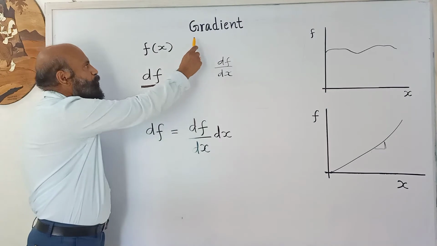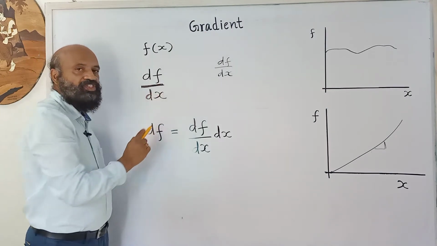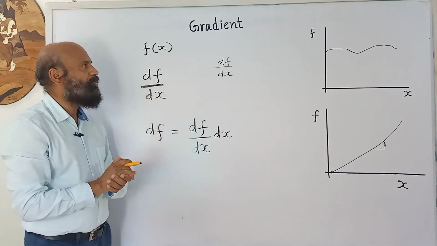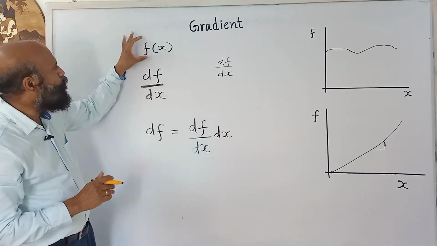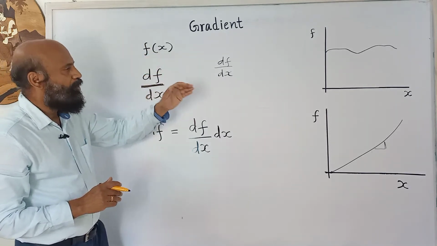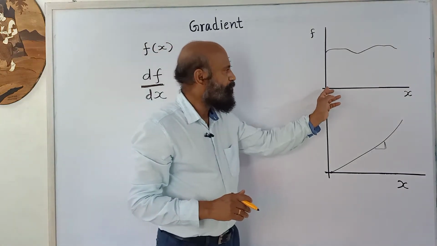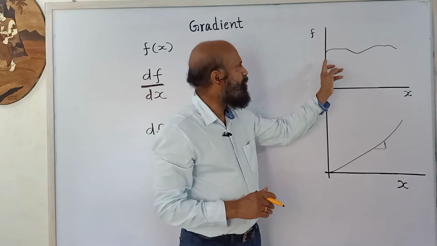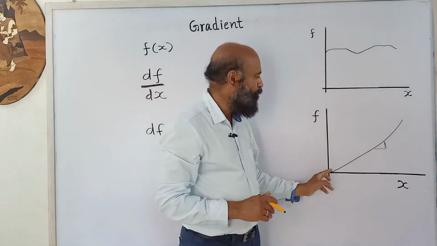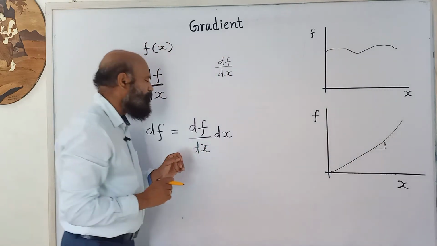So in this video I am going to explain what is gradient and its geometrical interpretation. First, you consider a function of one variable. So it can be represented on a graph. Here the variable is marked along the x-axis. When x is going on changing, the value of the function will be going on changing.